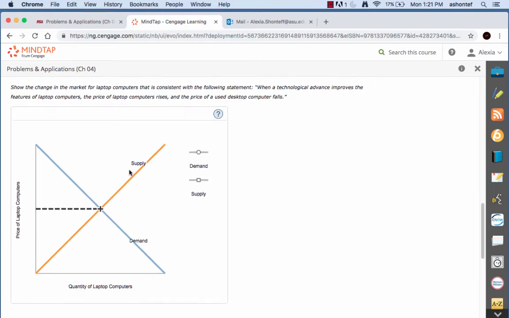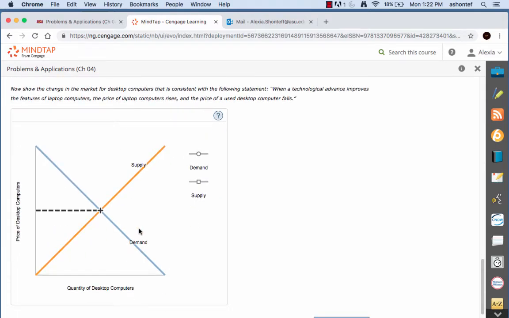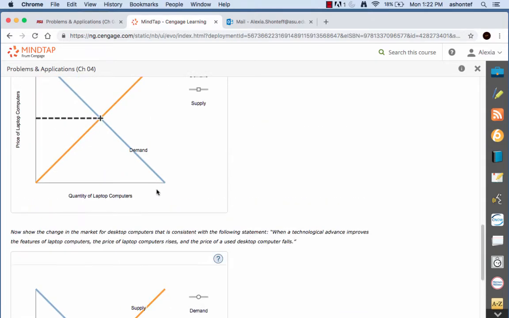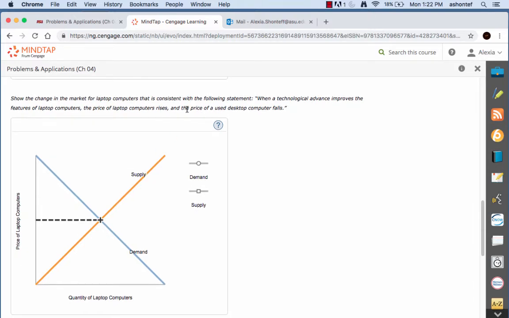Okay, so I'm just going to tell you right off, with this question you've got to be a little careful. It's a little tricky. You're told that there's been a technological advance that's improving the features of laptop computers. This first picture is laptop computers. The picture after that is the desktop computers. So this is one of those two-part things. It's telling you the price of laptop computers rises. Forget the information about used desktop computers because that's not until the next part.